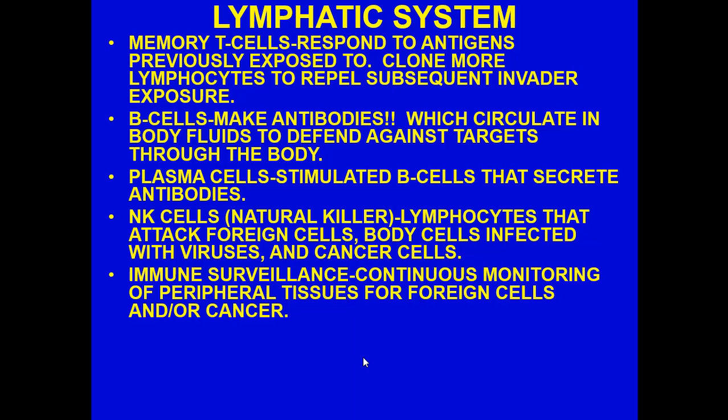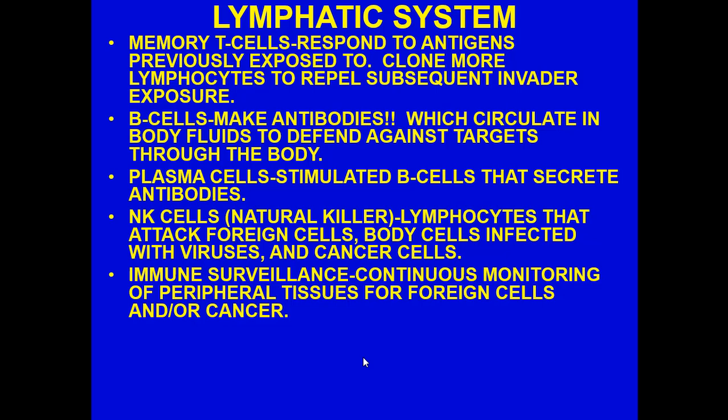The other type we're going to talk about is B cells. They make antibodies. The antibodies will circulate in the body fluids. So that means blood, lymph. It will include also some of the fluid that you see in areas like even the serous fluid, cerebral spinal fluid, etc. But basically, they are moving around in the fluids to defend against targets throughout the entire body.